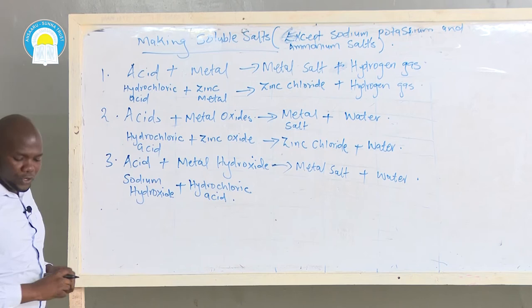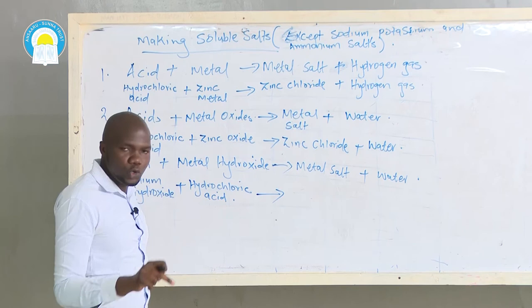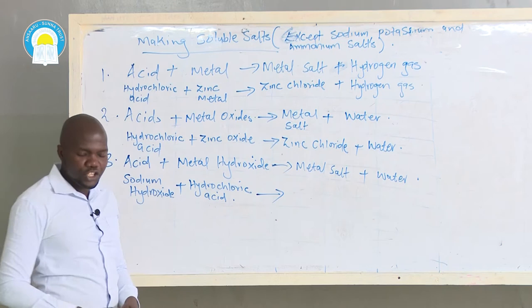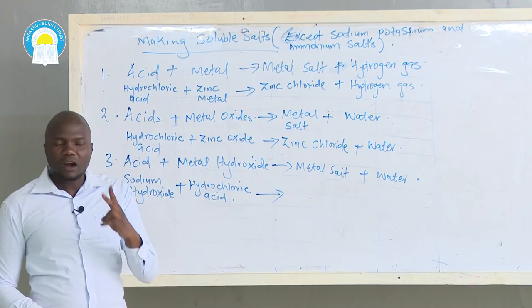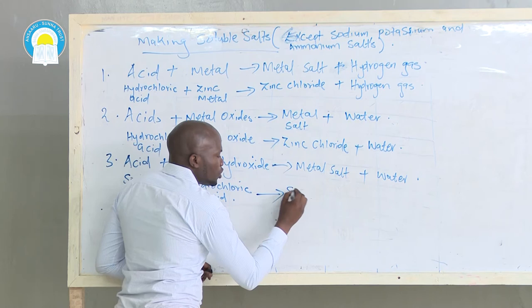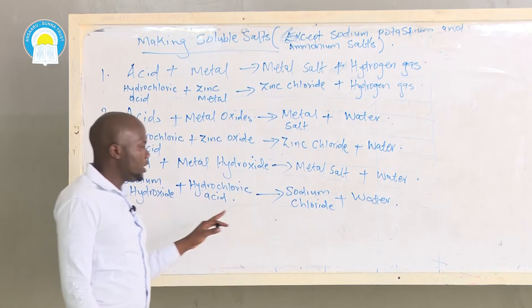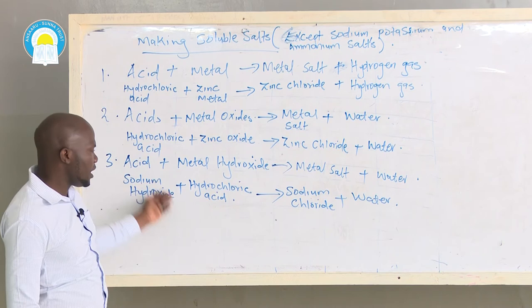When we have these two reacting, neutral products will be formed, and the neutral products that will be formed include the salt and water only, because we were told earlier in this chapter that when an acid reacts with a base, two products are formed, salt and water only. So the salt that will be formed here is sodium chloride, and water is also formed. So that is only when we are reacting a soluble base and an acid.